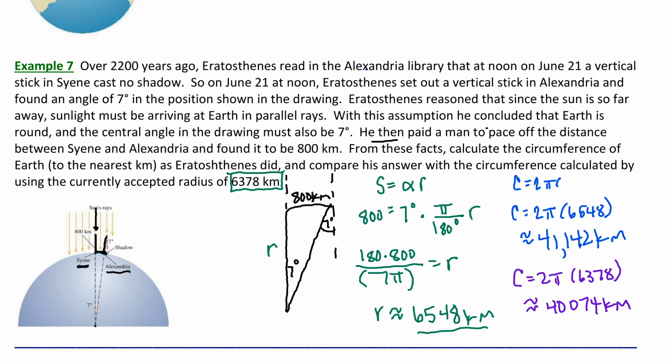So in this section, make sure that you know your arc length formula, S equals alpha r, and again, be sensitive to whether your angle is in degrees or radians. To use this simple formula, make sure you convert that angle to radians.